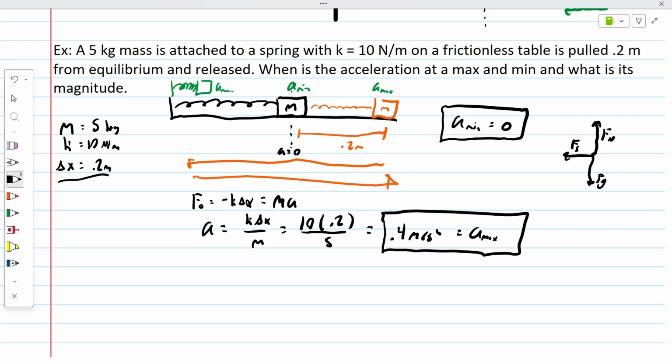Alright, so that's all I got for this video. In the next video, we'll start talking more about the 2 main oscillators that we're looking at, springs and pendulums, and how we can derive frequency and periods of those oscillations.